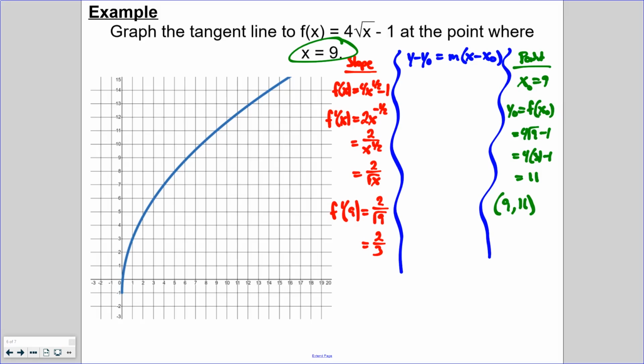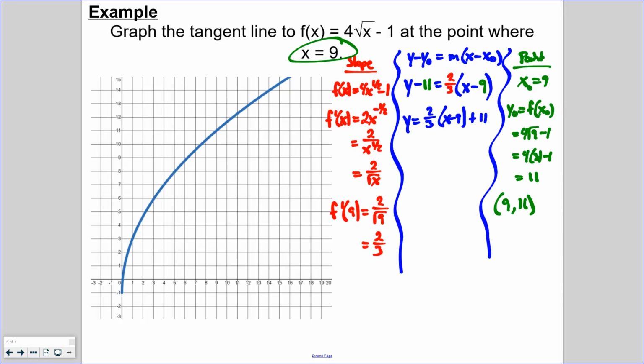All right, so now if we plug the slope and the point in, we're going to get y minus 11 is equal to 2/3 times x minus 9. All right, then we can go ahead and we can turn this into slope-intercept form by adding 11 to both sides to get y is equal to 2/3 times x minus 9 plus 11.